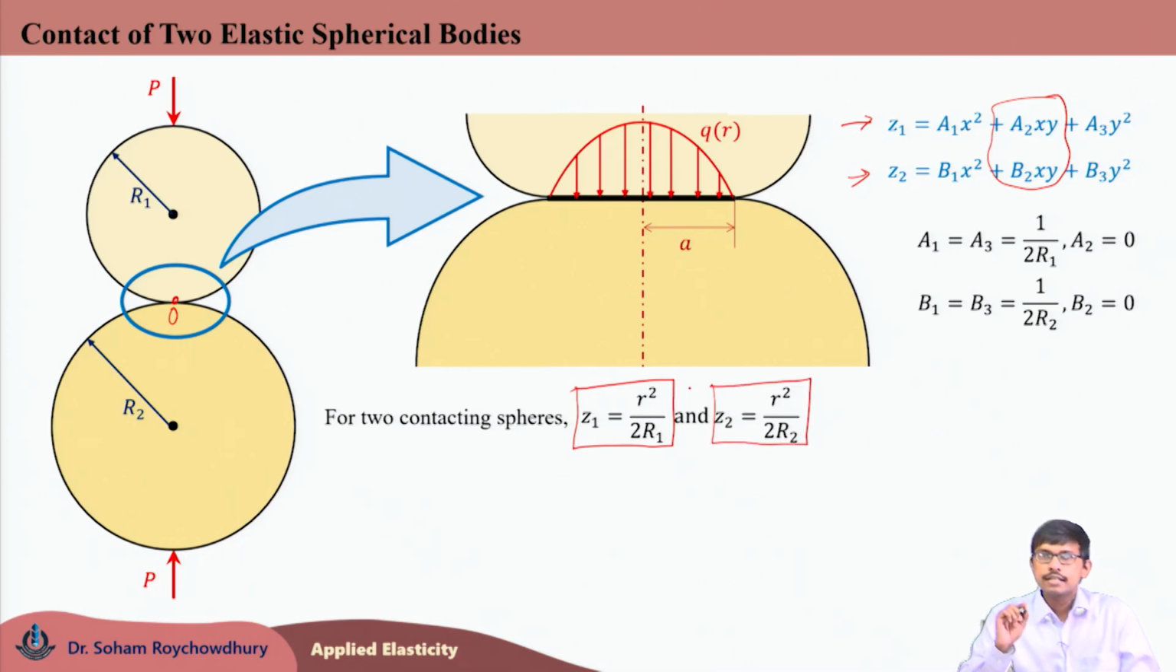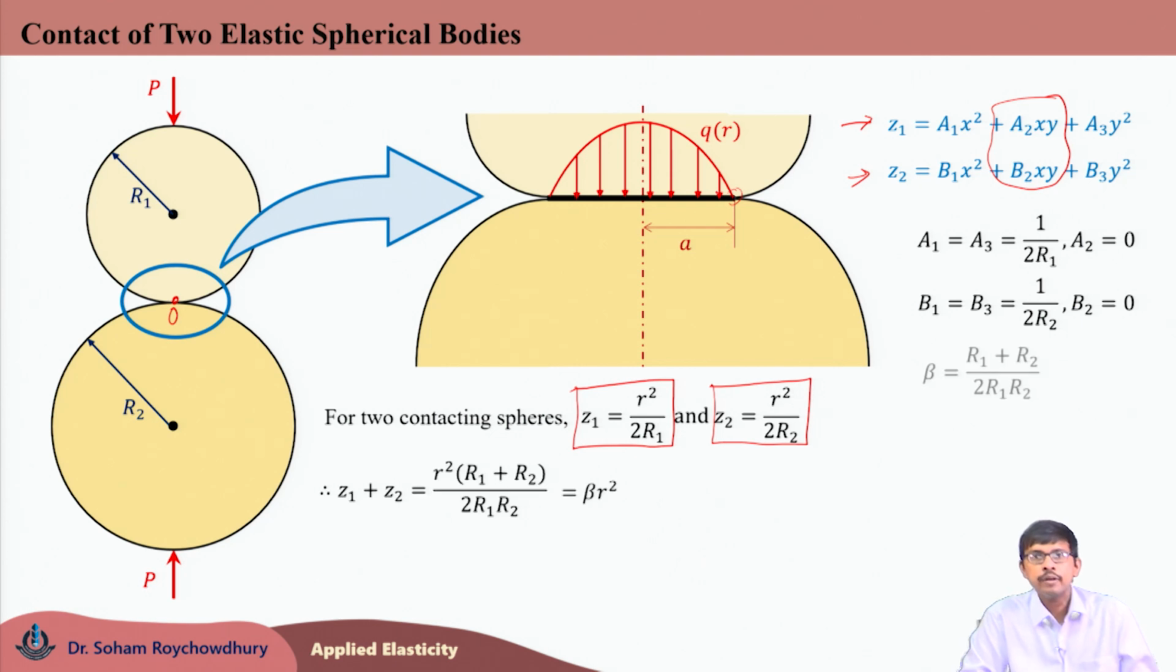So, these are the distances of those 2 points M and N, which are just normally above each other, and once P is applied they will come in contact and come within the contact patch. So, hence Z1 plus Z2 we can write as some constant beta times R square, where beta is given as capital R1 plus capital R2 divided by 2 times capital R1 capital R2.